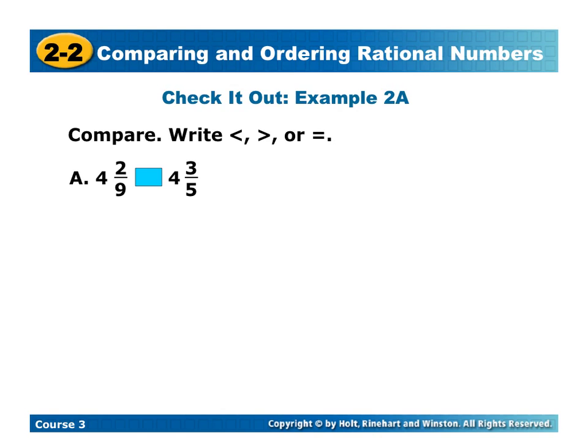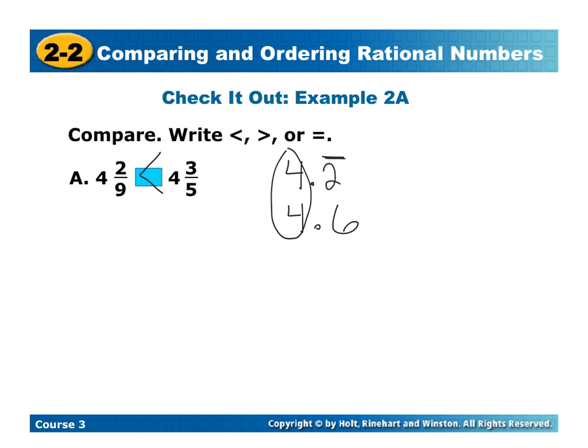Alright, so now this one is your turn. So go ahead and compare 4 and 2/9 and 4 and 3/5. So here we have 4 and 2/9, which is going to be 4.2 repeating. And then we have 4 and 3/5, which is going to be 4.6. Since our whole numbers are the same, we're going to just compare our fractions, or our decimals. And in this case, the 0.6 is going to be greater.